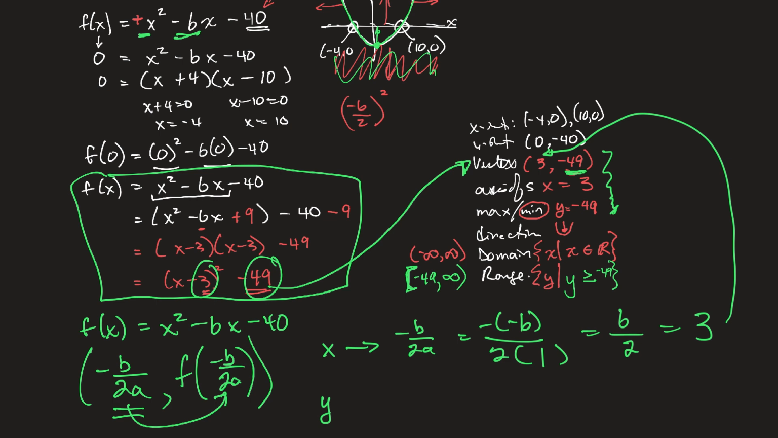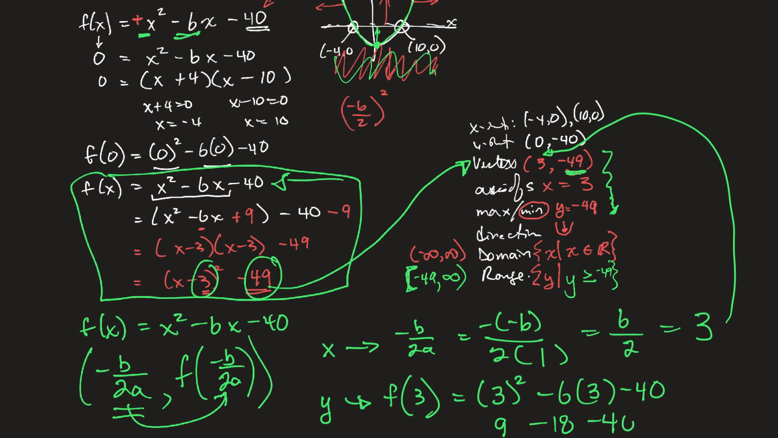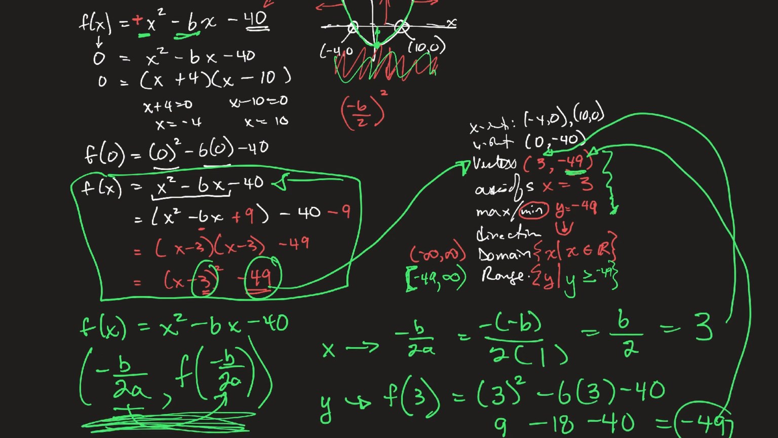Then to find the y coordinate of the vertex, I figure out what f of 3 is. So here's my function. I'm going to plug in a 3. So it's x squared minus 6 times x minus 40. So I'm plugging in a 3 everywhere I see an x. So 3 squared is 9. Minus 6 times 3 is a minus 18. Minus 40. So if I subtract all that stuff, I think that comes out to minus 49. And that's what I got doing it the other way. So using this formula is just an additional way you can find the vertex other than completing the square.